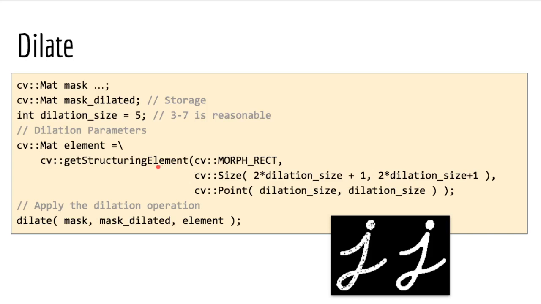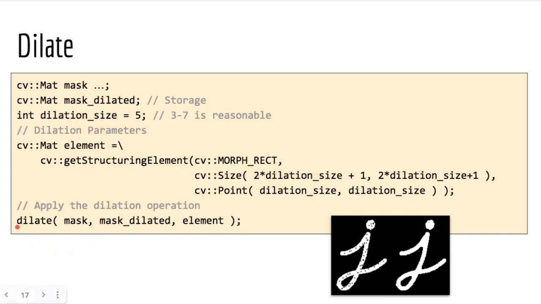For dilate, it's actually a simplified version of this, where you can use this formula that you see over here to create your structuring element from your dilation size. So this code, you pretty much just want to use verbatim given your dilation size. It creates a structuring element that fits with this dilation size.